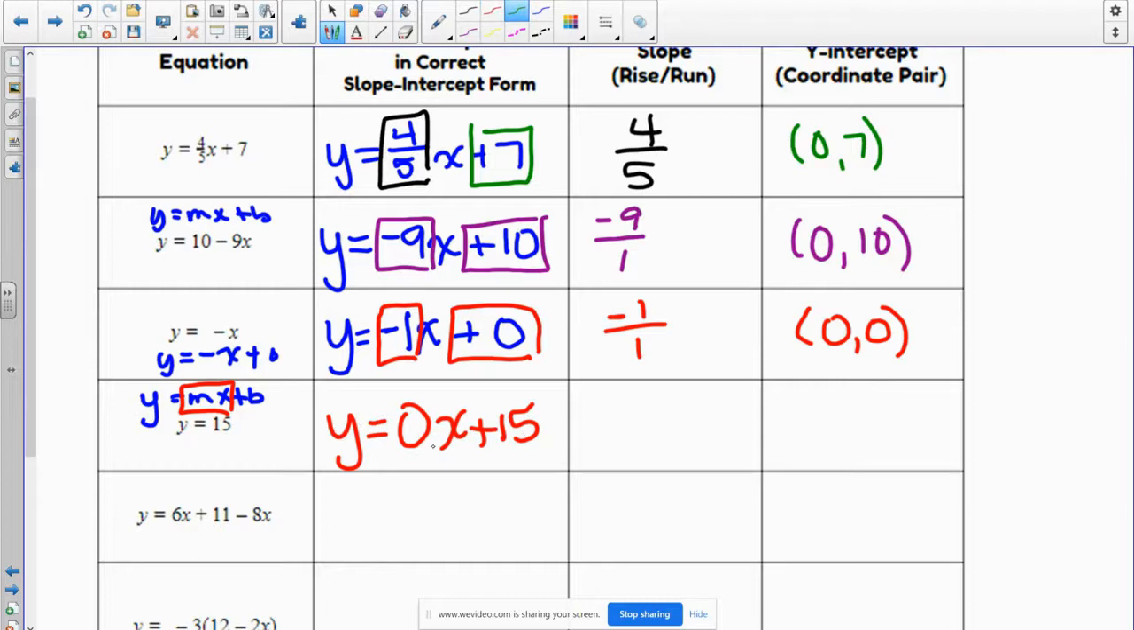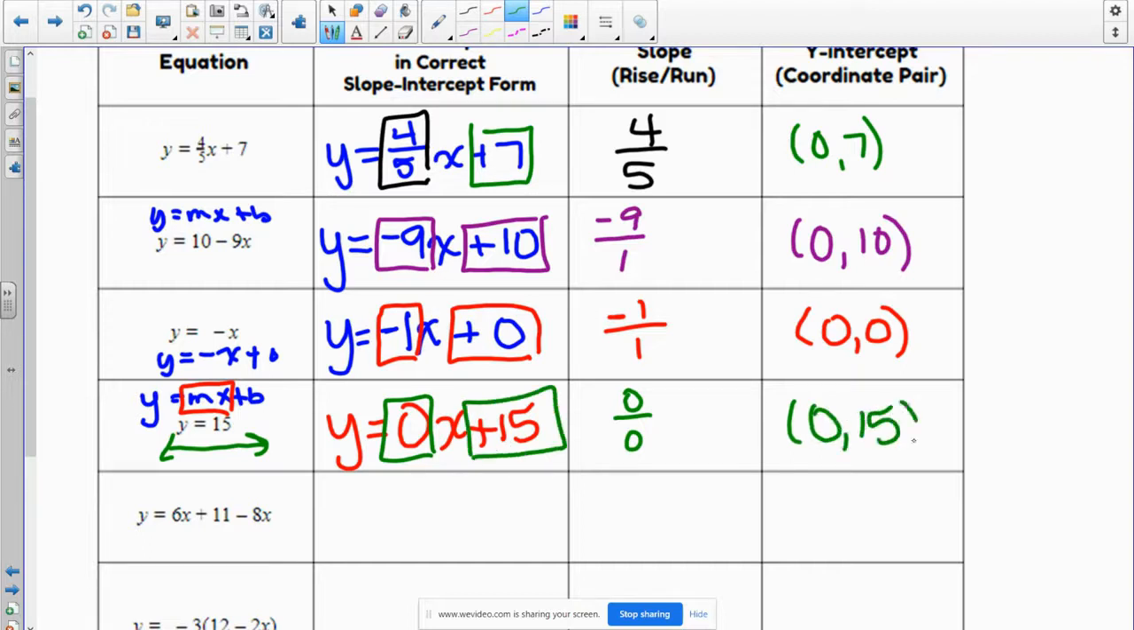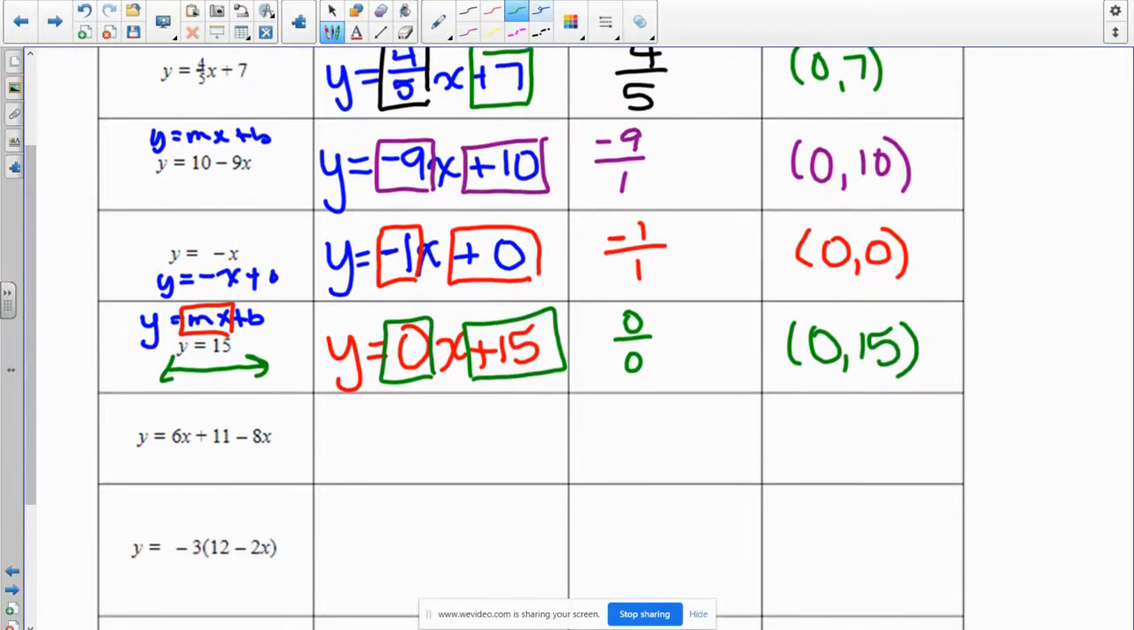Which one is the slope? The slope is 0, which remember from previous, if you graph this, this would actually sit as a horizontal line. So this is 0 over 0. It has no rise, it has no run. And then your y-intercept is right here at positive 15. And there's your equation.